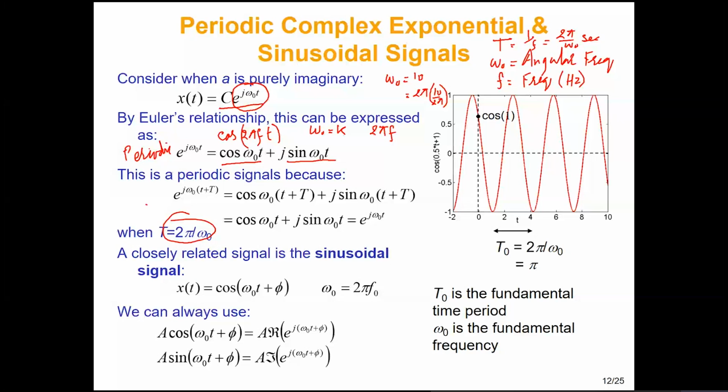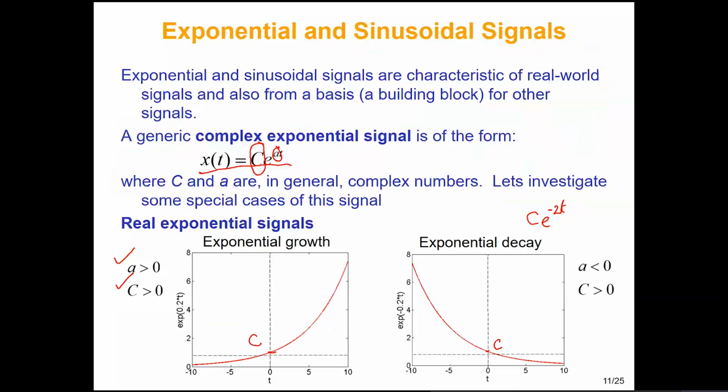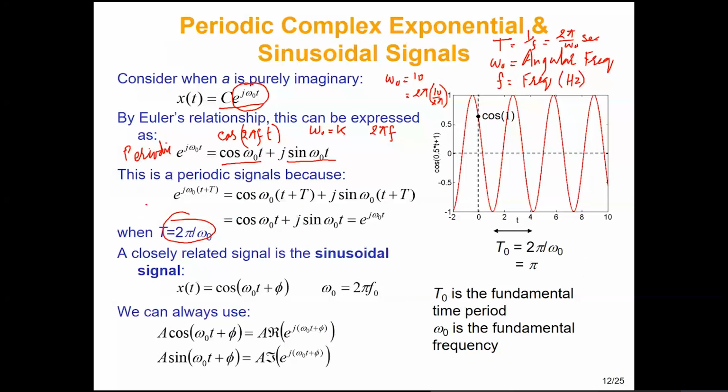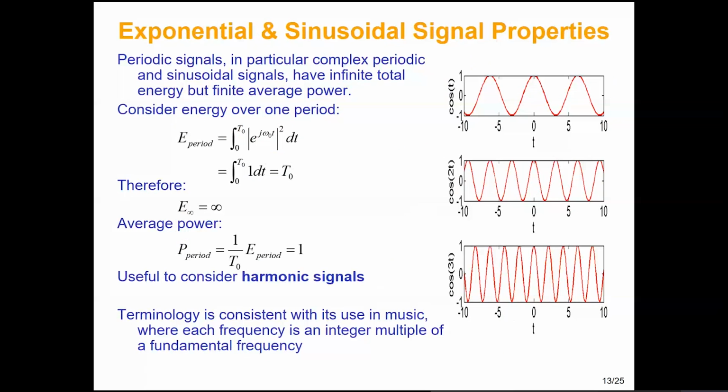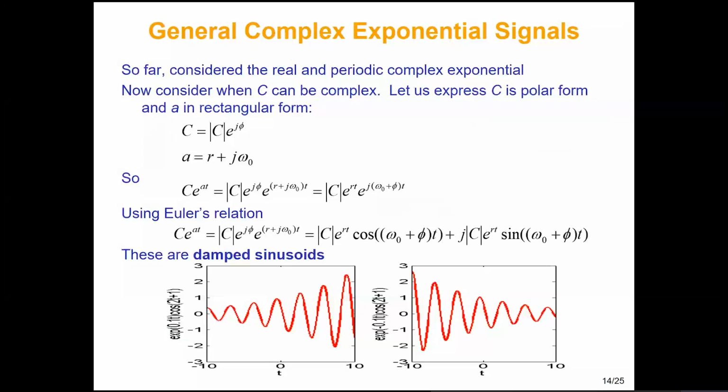Now we saw one example where we had both C and A real, positive or negative. We saw another example where C was real and A was complex but imaginary only. Now let's see an example where both of them are actually complex quantities. If both C and A are complex, then how would the signal look?